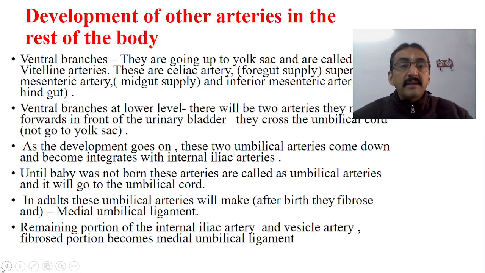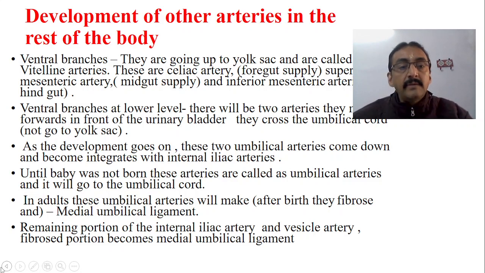If you look at the lower level, the ventral branches, there will be two important arteries. They move forward in front of the urinary bladder of the fetus and cross to the umbilical cord, and they will not go to the yolk sac. As development goes on, these two umbilical arteries come down and become integrated with the internal iliac arteries.